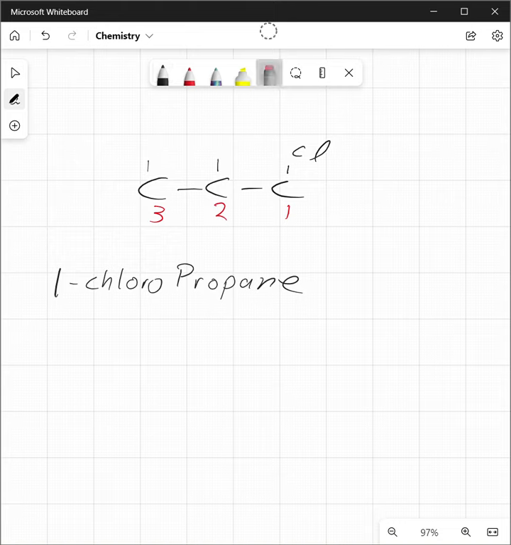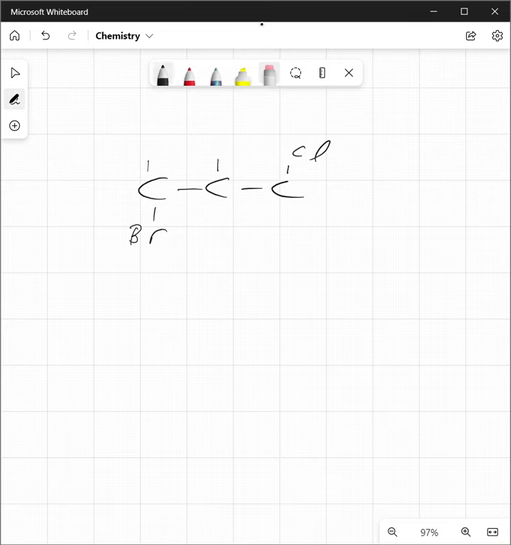Now let's play with our propane a little more. Let me just say you walk into a test and you get a little something like that, a bromine right there. And I'll work through this one for you. So we start with counting out the number of carbons. We have 3 carbons, so I know it's a prop.